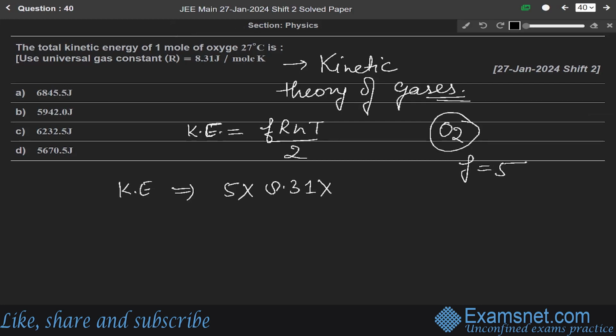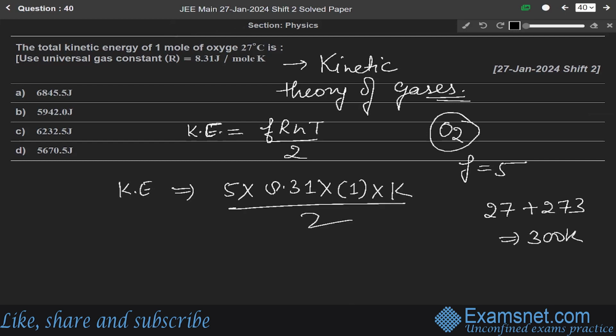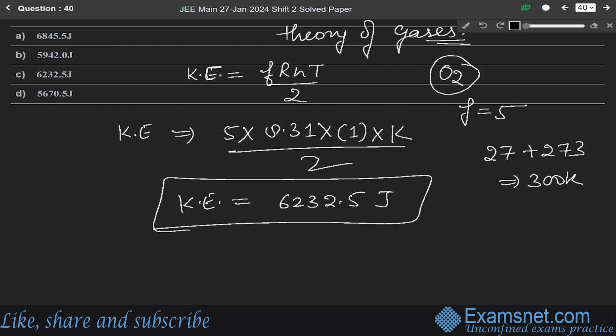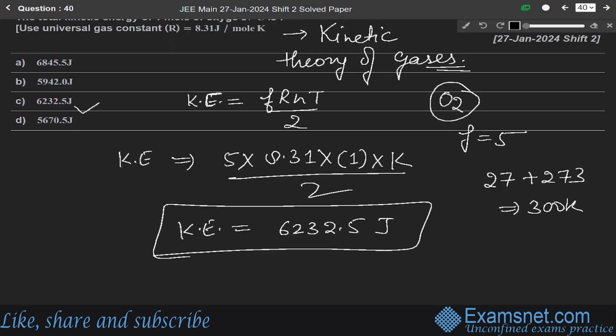n is 1 mole, so 1, into temperature. Temperature is 27 degrees Celsius, that means 27 plus 273, it is 300 Kelvin, over 2. So solving it, we get kinetic energy as 6232.5 joules. So the correct answer is option C, 6232.5 joule.